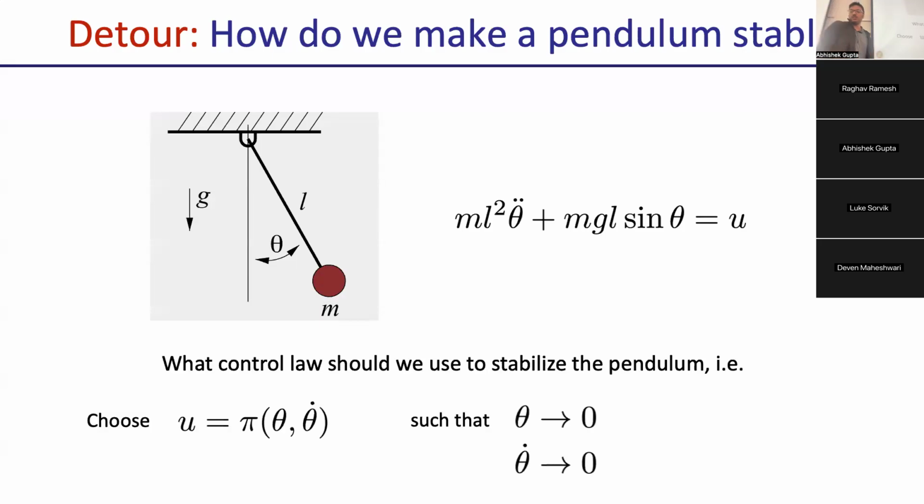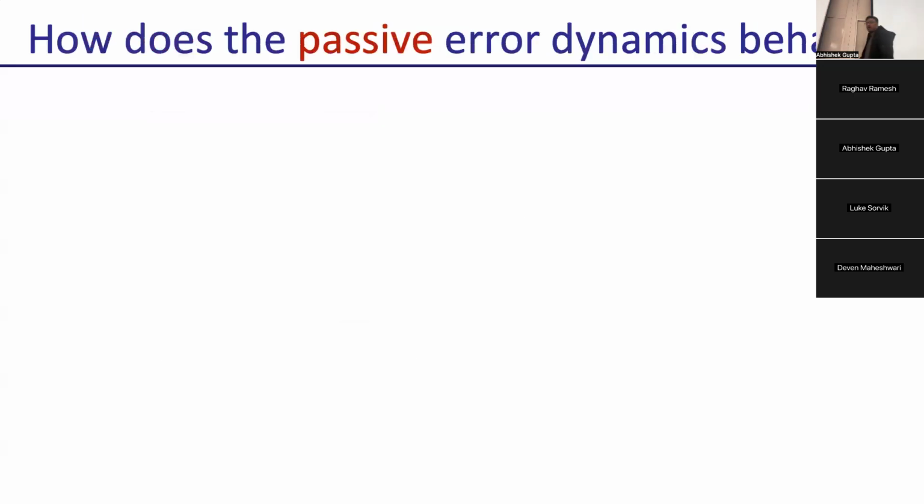Right, so what we want is to synthesize a control law. U is equal to some control law, phi or k or whatever, that sends theta to 0 and sends theta dot to 0 at convergence, in the limit of time.